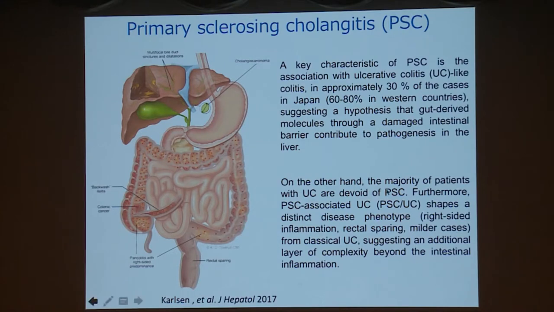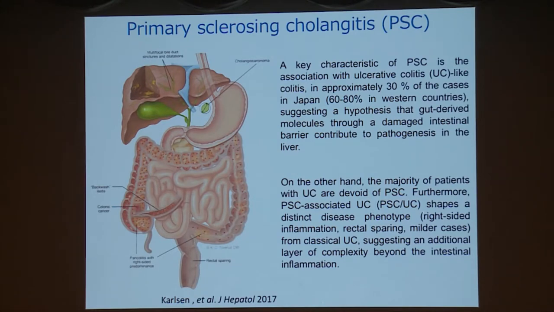A key characteristic of PSC is the association with UC-like colitis in approximately 30% of the cases in Japan and 60 to 80% in Western countries, suggesting a hypothesis that gut-derived molecules through a damaged intestinal barrier contribute to pathogenesis in the liver. On the other hand, the majority of patients with UC are devoid of PSC.